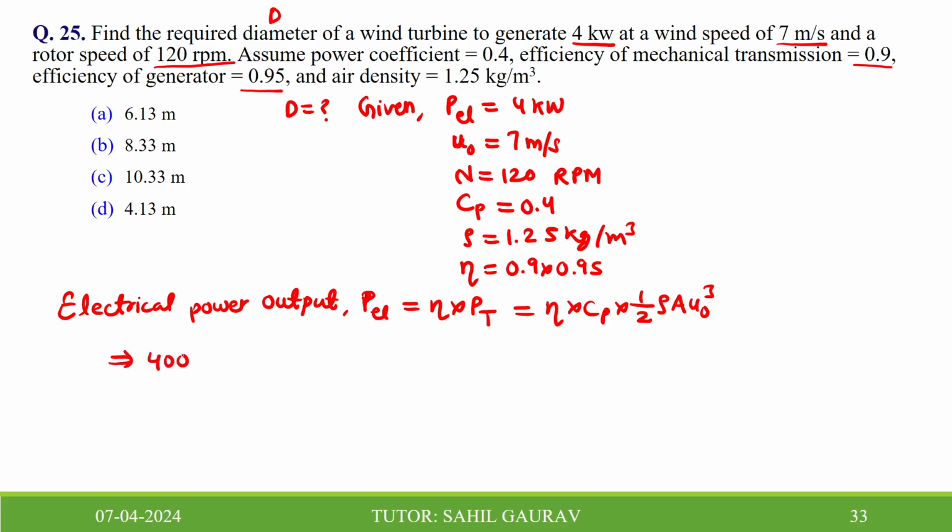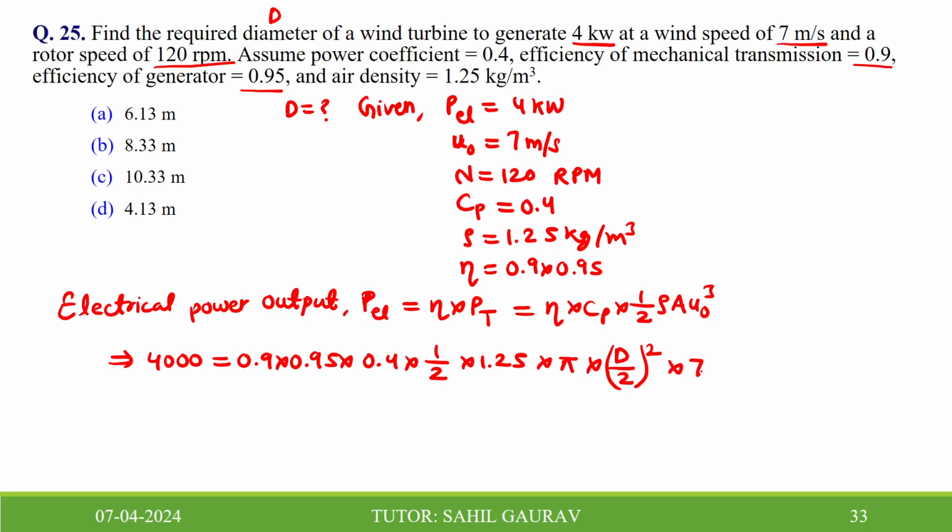Electrical power is 4000 watt. Efficiency is 0.9 into 0.95. Cp is 0.4. Half rho is 1.25 kg per meter cube. Area is pi r square, so pi d divided by 2 whole square, since we have to calculate the d value. And free wind speed is given as 7 meter per second, 7 cube.